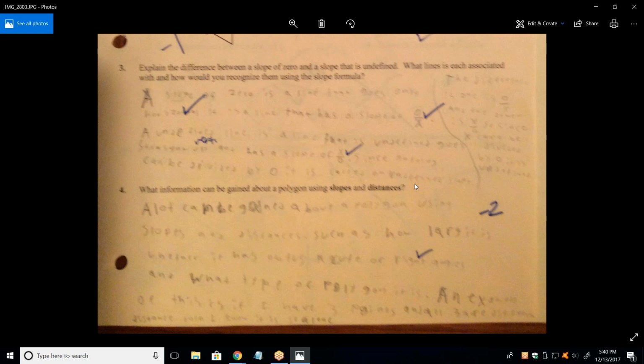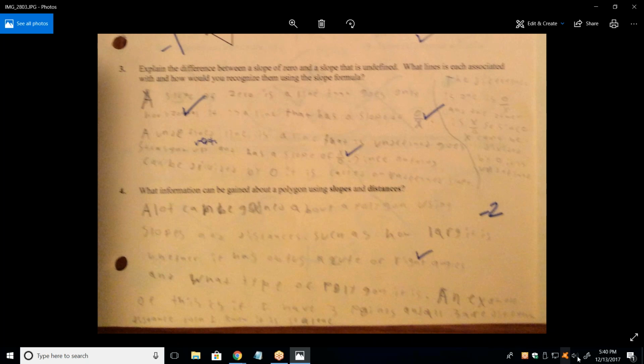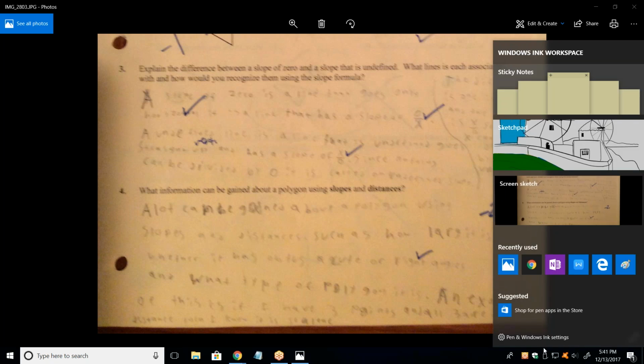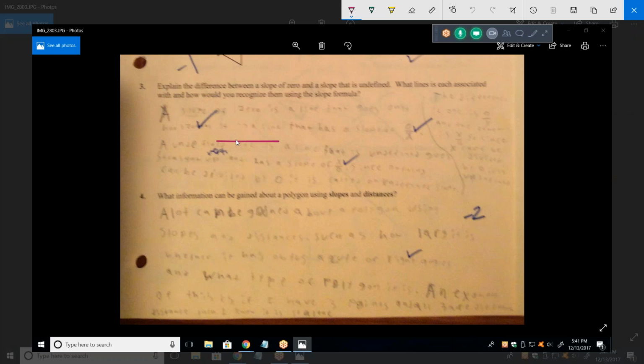Explain the difference between the slope of 0 and a slope that's undefined. A slope of 0 is what kind of a line? A line that only goes horizontal. Okay, so that's a slope of 0. Hold on. So a 0 slope is horizontal. Yeah. What's an undefined slope? A line that only goes vertical. Okay.